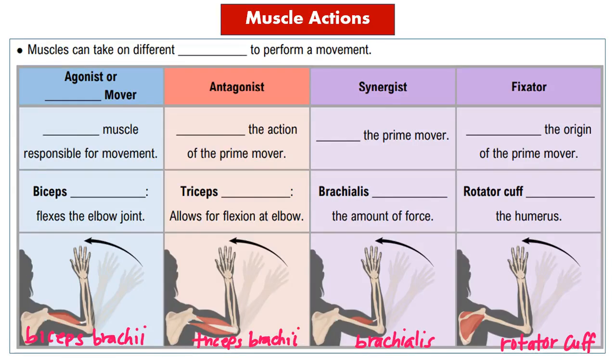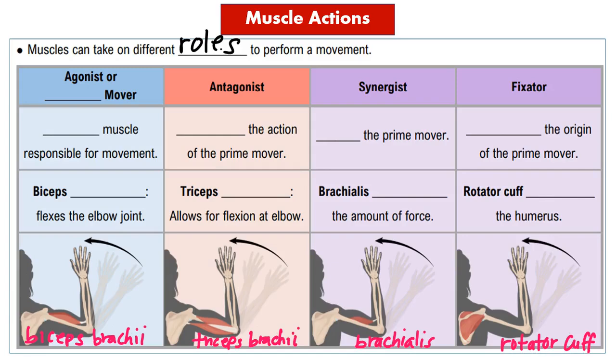Now muscles can take on different roles to perform a movement. So those same movements we talked about before, our flexion, our extension, our abduction, our adduction, and our rotation, well guess what? Muscles can take on different roles. You're going to have a muscle that's the main muscle responsible for the overall movement. Then you're going to have a muscle that opposes that overall movement. So for example, if the main muscle is contracting, the antagonist is going to be relaxing.